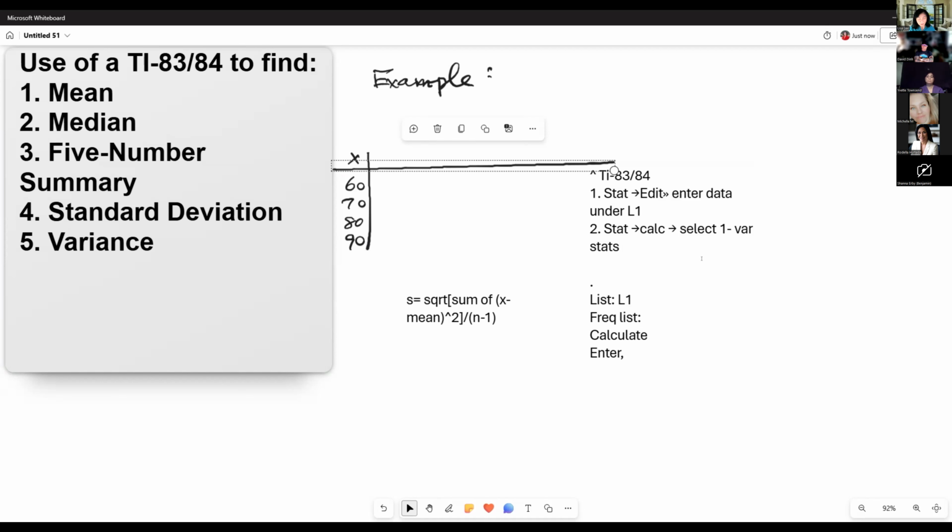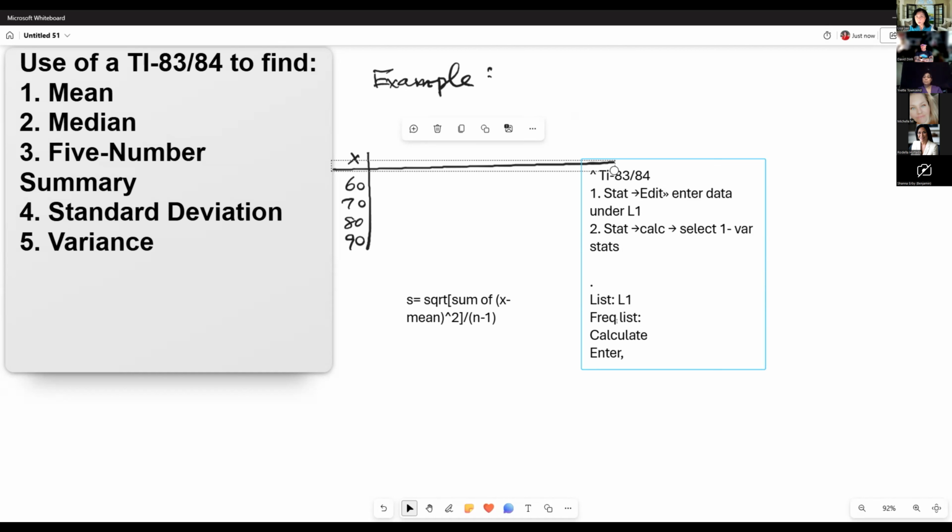After you input the data, then go to step 2. Hit the stat again and move to the calc, right? And you will see there's available number 1. Select the 1-Var Stats. That's what you pick. And just hit enter to confirm, like a computer. You always enter to confirm. Then the screen will pop out the list, L1, confirm. And the frequency list, the second one is for another type. When we have a frequency table, you will use that one, okay?